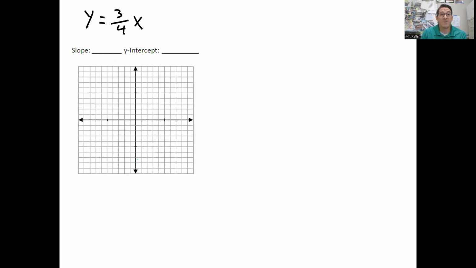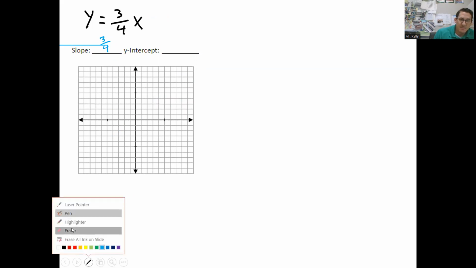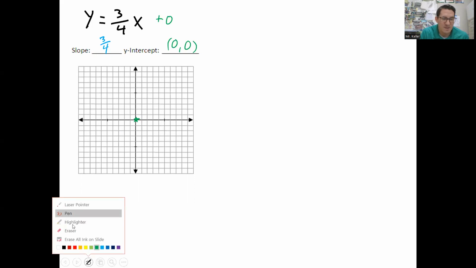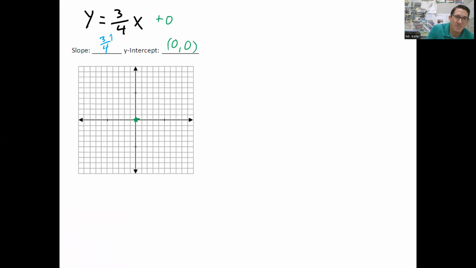All right, so 3/4, kind of like the one we just had. So the slope here is 3/4. The y-intercept, again, you could put like a +0 at the end, so it'd be 0, 0. So I'm going to put my green star at 0, 0, the starting point. And then 3/4, that means I go up 3, right 4. So up 1, 2, 3, right 1, 2, 3, 4. Put a dot. Up 1, 2, 3 to the right 1, 2, 3, 4.